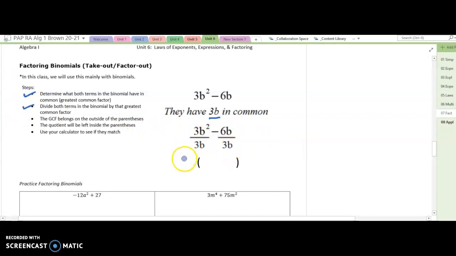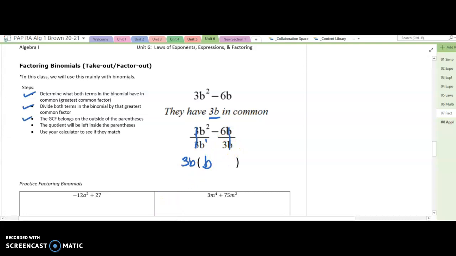When we do that, we take that 3b and we put it on the outside of the parentheses, okay? And what happens is each quotient of each term goes inside the parentheses. So when we divide 3 by 3, that's just a 1, right? So we just make that a big 1. And if you remember from dividing exponents, we have a b squared divided by b to the 1. So 2 minus 1 is just a b, okay? And then I have a b over b is just a 1, right? We're just going to be a big 1.